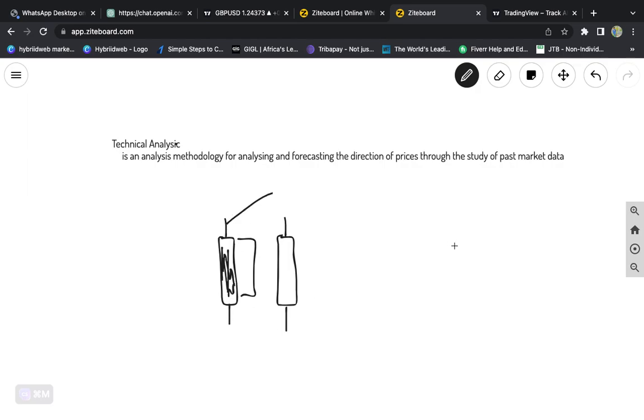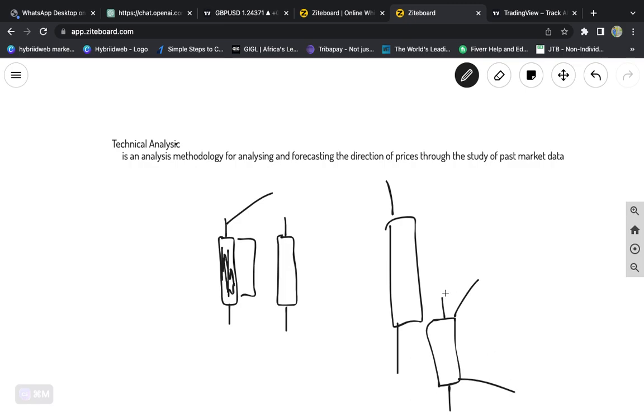So let me show you how it works. Let's say, for instance, there's this candle here, right? Then the next one opens here. Then it went up a little bit, dropped here, went here, then the market closed. This is open, this is closed. This is the upper shadow and this is the lower shadow.